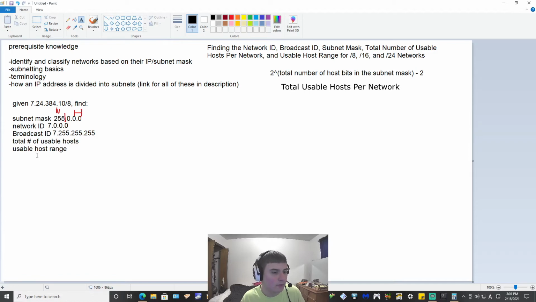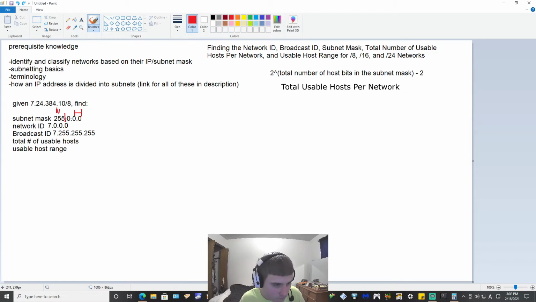And then finally, the total number of usable hosts. We calculate that by taking 2 to the power of the total number of host bits in the subnet mask. Now, this one's going to change a bit. Notice that we have 3 octets of host bits, right? We use the total number of host bits, not just the host bits that are in our first working octet, if you want to call it that.